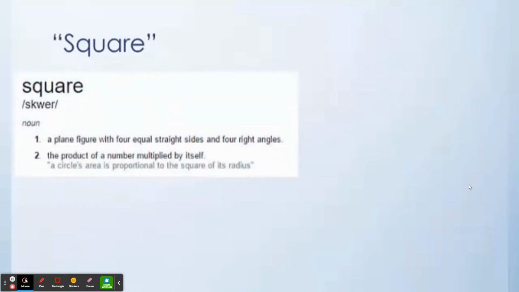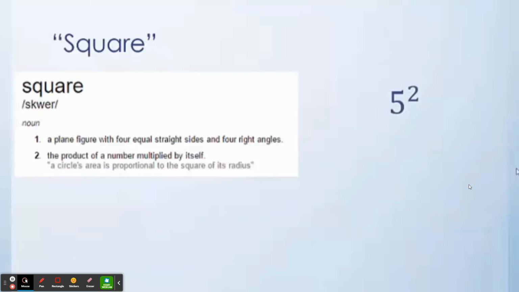Let's take a second and look at the definition of square. There are really 2 meanings. Just like the square, the shape with 4 equal straight sides and 4 right angles. And the other definition for square as it applies to math is the product of a number multiplied by itself. So let's take a look at this example.